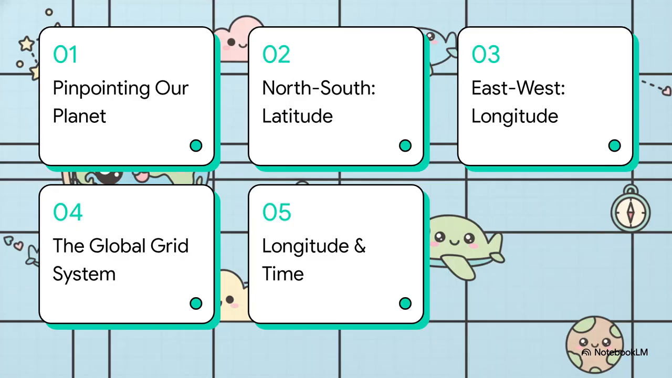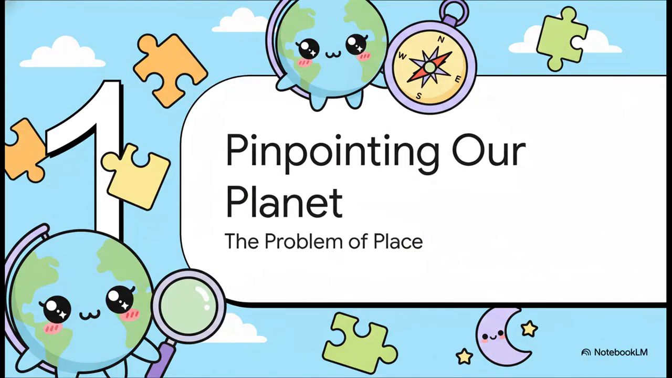All right, here's the plan. First, we'll tackle the big problem. Just how do you describe a location? Then we'll build the solution, piece by piece. We'll look at the north-south piece of the puzzle, which is latitude, and then the east-west piece, longitude. After that, we'll see how it all comes together to make this awesome global grid. And stick around, because for the grand finale, we'll uncover a wild secret, how this same grid is the reason we have time zones.